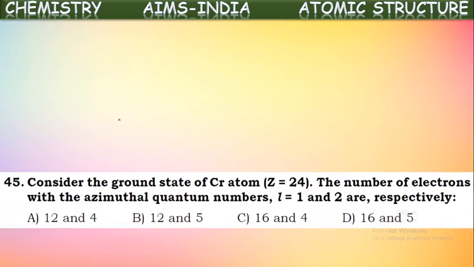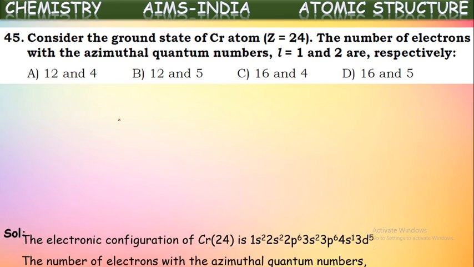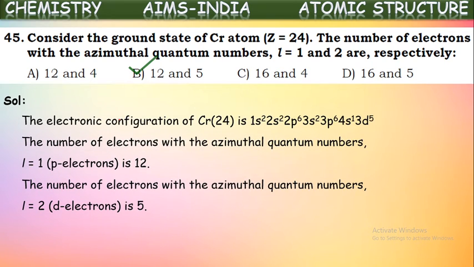Okay, next. Consider the ground state configuration of chromium. The number of electrons with azimuthal quantum number l equal to 2. We have seen all this already. We get it as 12 and 5.